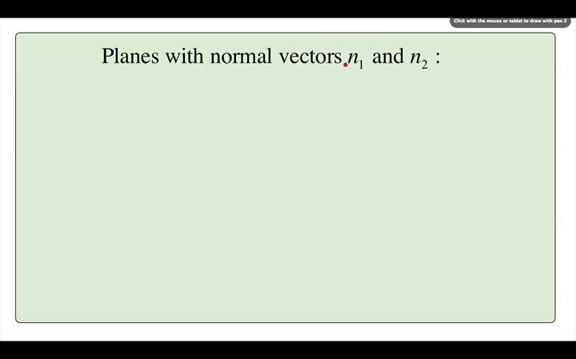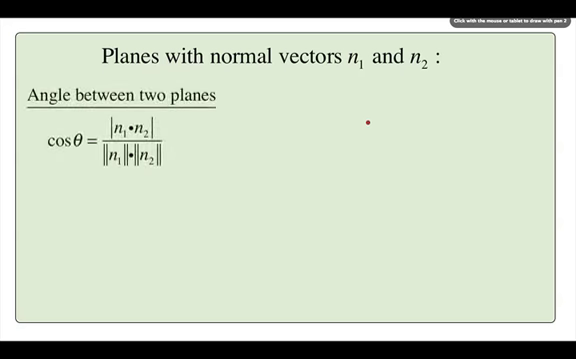Planes with normal vectors n1 and n2. So you're going to be finding some information about planes, but you're not going to be working with the actual planes. You're going to be working with the normal vectors to the planes. So the first one is, if you want to find the angle between two planes, you work with the normal vectors to the planes, and then this is the formula that you use. The dot product of the two normal vectors over the magnitude of each of those normal vectors, and you use cosine of theta, and then find theta.